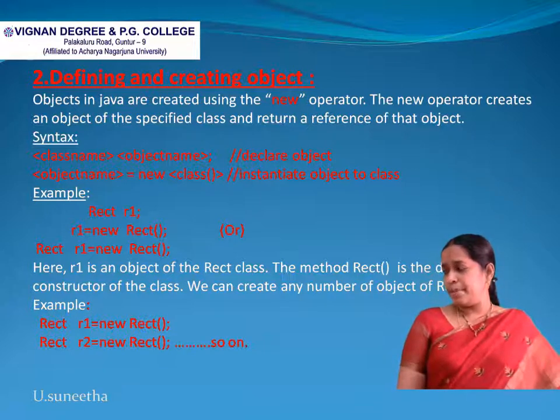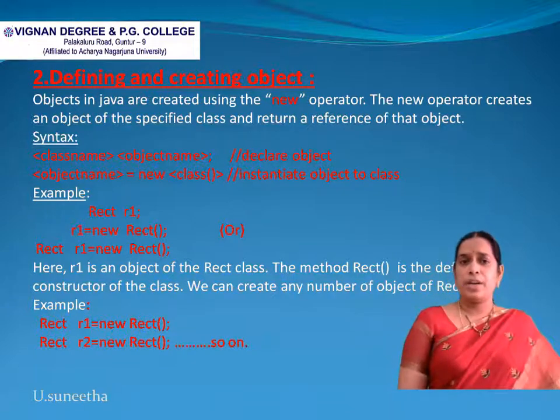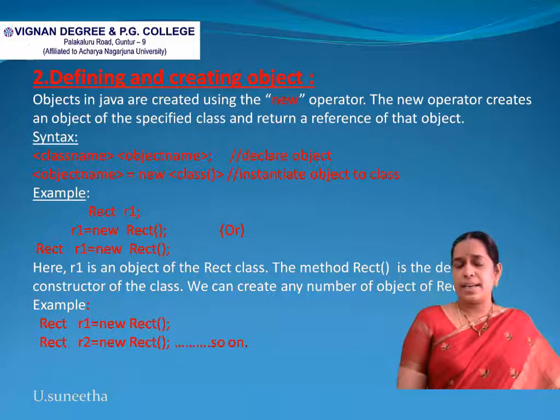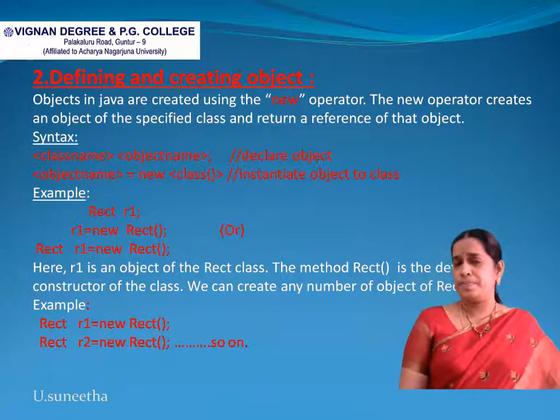And in our example, for the class rect, we have created two objects. The first object name is R1 and the second object name is R2.